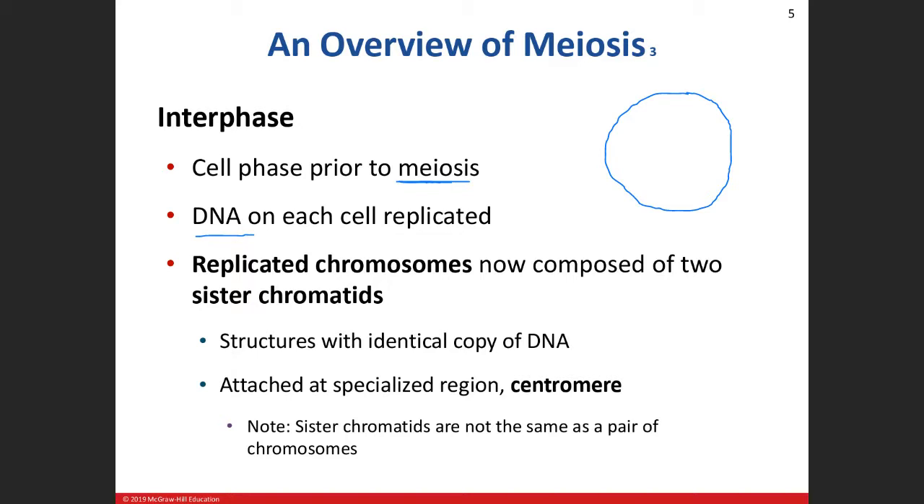So we've got to replicate the DNA. Okay? Does anyone know what that's called? Translation. Okay? We're going to genetically copy the DNA for each cell. So we now call those replicated chromosomes. All right? So now our chromosomes are made up of 2 what we call sister chromatids.